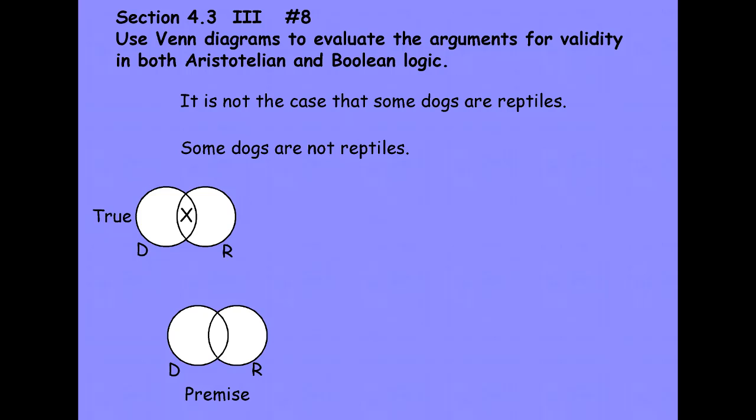Our premise requires that some dogs are reptiles is false. And so we have to prevent that diagram from being the diagram that describes the world when our premise is true. So if I need an X here in the intersection to make some dogs are reptiles true, to make it the case that some dogs are reptiles is false, I've got to make sure that there can't be an X here. And so I shade in that intersection in my premise diagram. And that's the diagram that tells me that it's not the case that some dogs are reptiles.